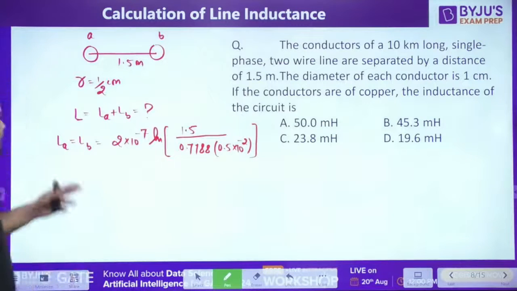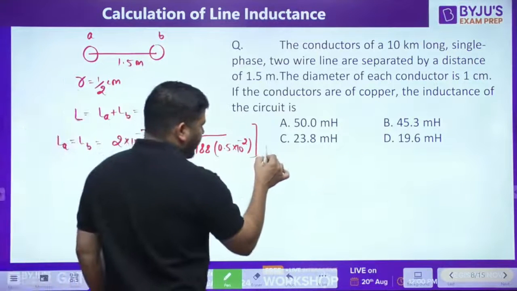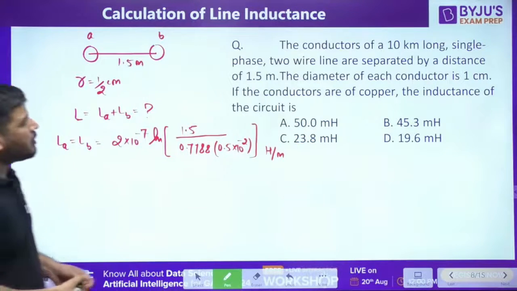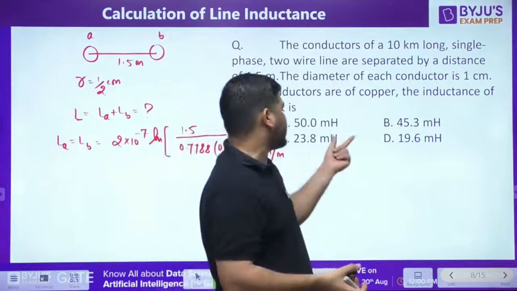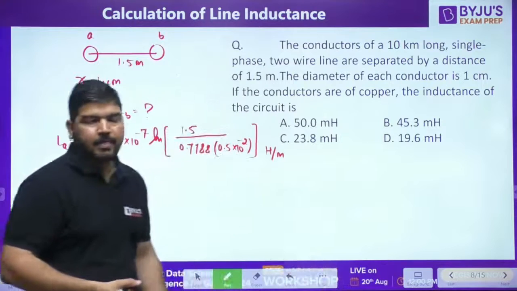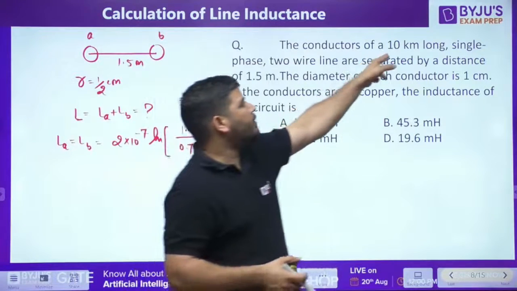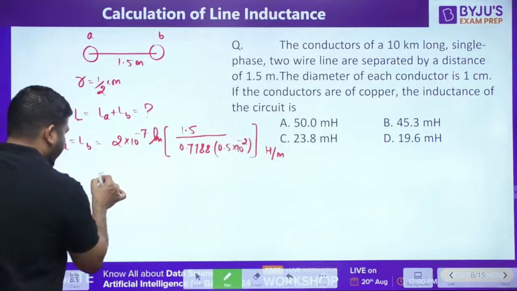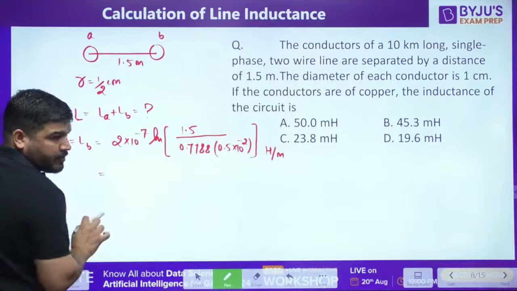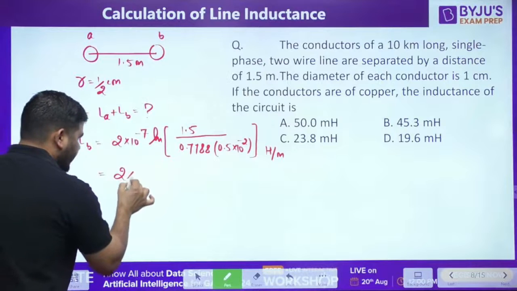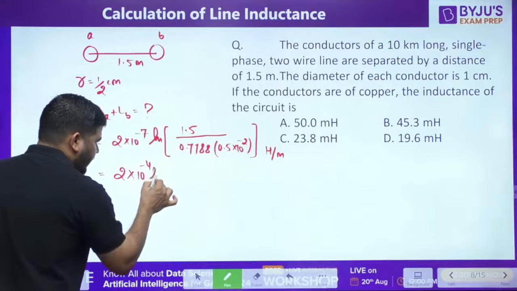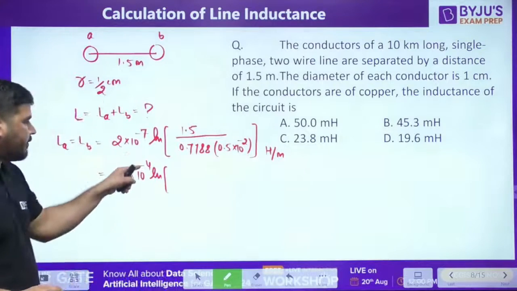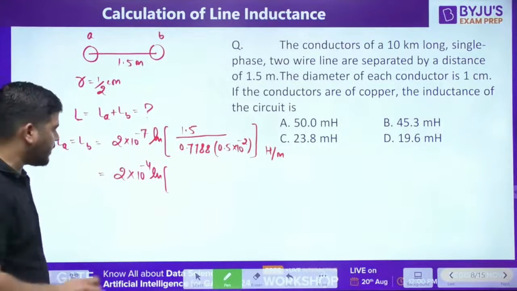Okay. This is my inductance in Henry per meter. So I need to find the total inductance. It's not per meter, you can see that. So obviously I need to multiply with 10 kilometers. So first let's calculate this in Henry per kilometer. What is the inductance value in Henry per kilometer? You can remove 10 to the power minus 3 from there. So it will be 2 into 10 to the power minus 4 ln.